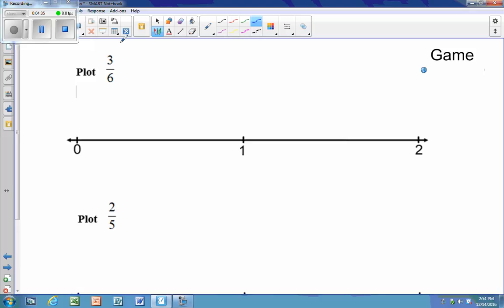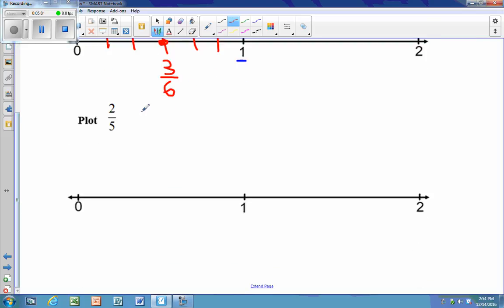So now if I want to plot 3/6, the 3 here is smaller than the 6, so I know it's less than 1, so I know this is where I'm ending. I want to split it into 6 pieces. And I want to go to the third piece. 1, 2, 3. Mark it off. And I have 3/6.